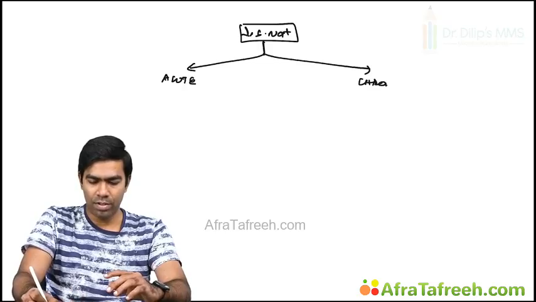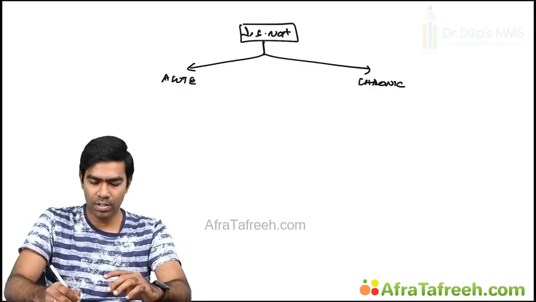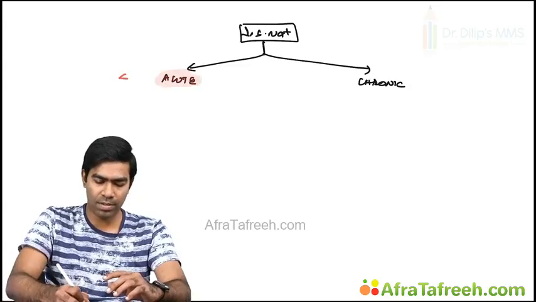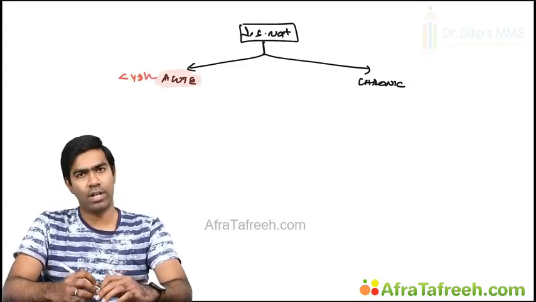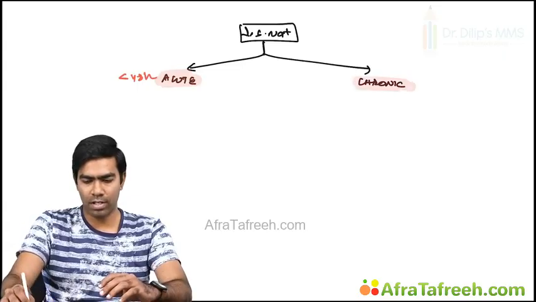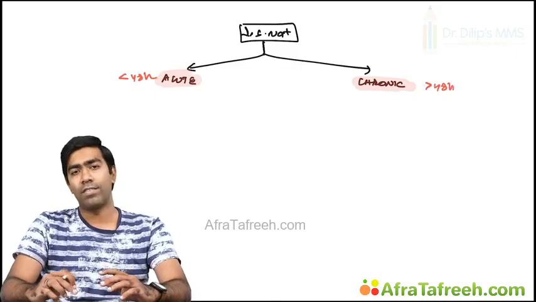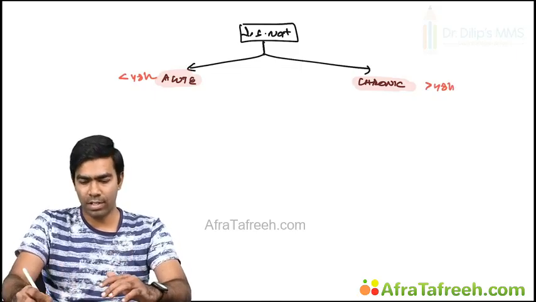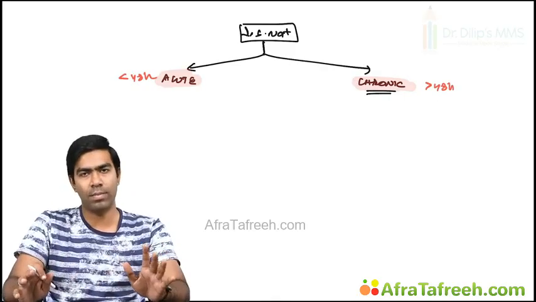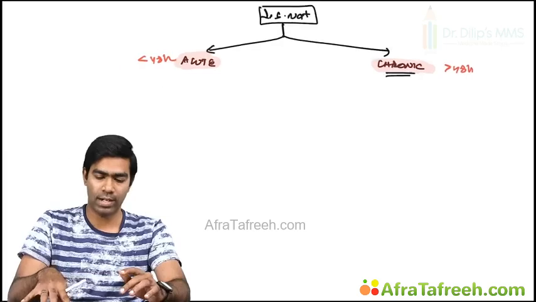Again, I'm repeating the definition of acute and chronic. Acute hyponatremia means those hyponatremias that develop within a period of 24 to 48 hours. And chronic hyponatremias are the ones that develop over a period of more than 48 hours. And if you don't know the duration of hyponatremia itself, by default that becomes a chronic hyponatremia, because you should not take any risk.